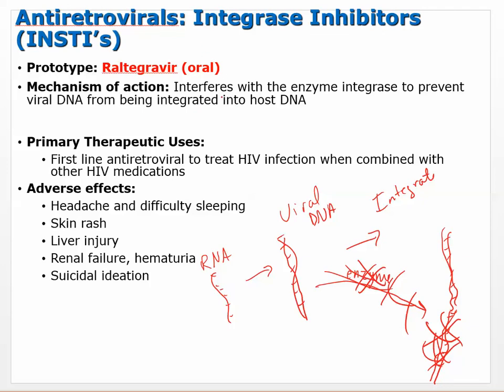So, raltegravir. Primary therapeutic use: first-line antiretroviral to treat HIV infection when combined with other HIV meds as part of multi-drug therapy. Adverse effects: headache, difficulty sleeping, skin rash, liver injury, renal failure, hematuria, and suicidal ideation, which I think is interesting. But these are all things that were measured and reported, and that's where the adverse effects come from, which is always the case, but true for this too. And that's our last drug for this chapter.